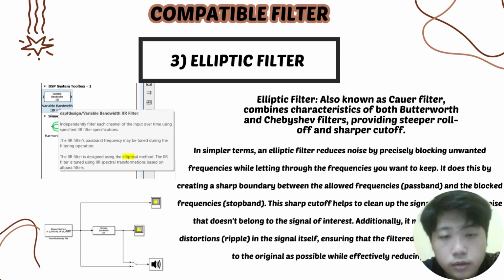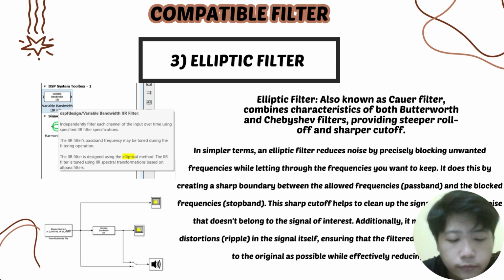After that, we changed the filter to another type of filter, which is the elliptic filter. What is an elliptic filter? An elliptic filter, also known as a Cauer filter, combines the characteristics of both Butterworth and Chebyshev filters, providing a steeper roll-off and sharper cutoff. In simple terms, an elliptic filter reduces noise by precisely blocking unwanted frequencies while letting through the frequencies you want to keep. It does this by creating a sharp boundary between the allowed frequencies, which is the passband, and the blocked frequencies, which is the stopband.